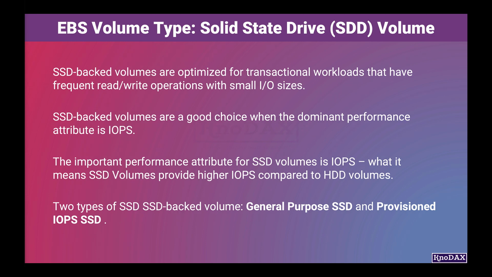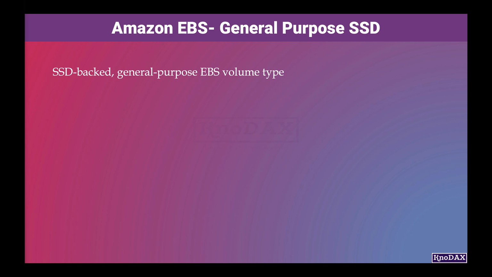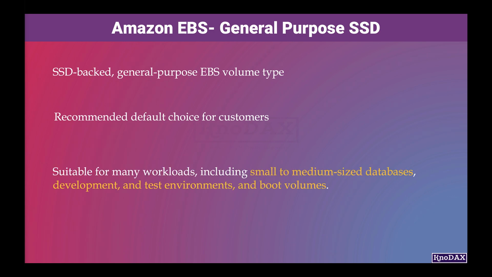Let's talk about general-purpose SSD. General-purpose SSD is the SSD-backed general-purpose EBS volume type. It is the recommended default choice for AWS customers. They are suitable for many workloads, including small to medium-sized databases, development and test environments, and boot volumes.